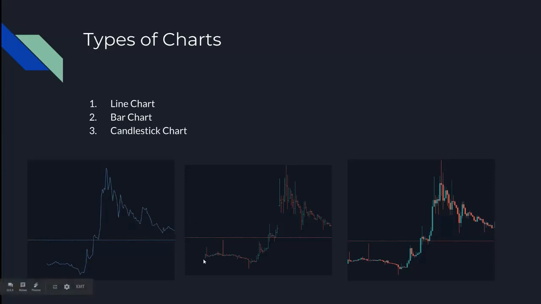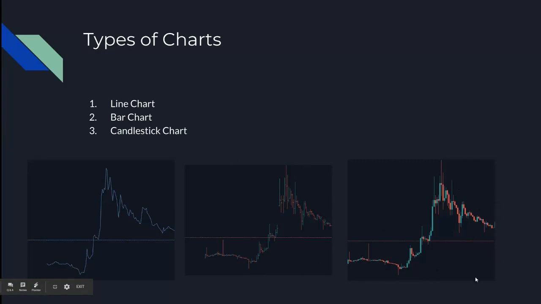The bar chart, you can start to see a little bit more detail. I'll get into more detail about each one of these, what it all means, in about a second here. But just so you can see, this is the least amount of detail, this is a little more detail, and then this is the most. This is a candlestick chart. So from line to bar to candlestick, you're getting the least amount of information, a little bit more, and the most amount.